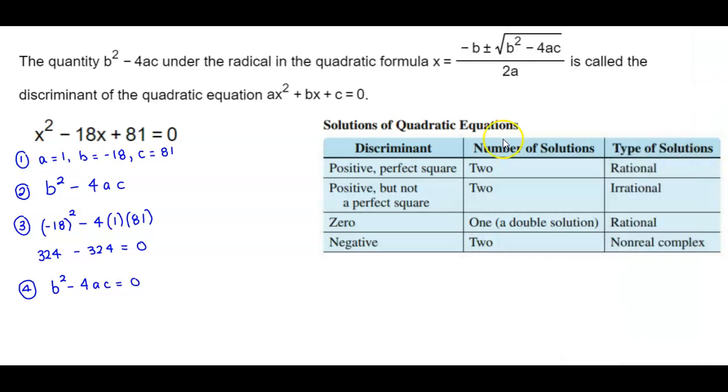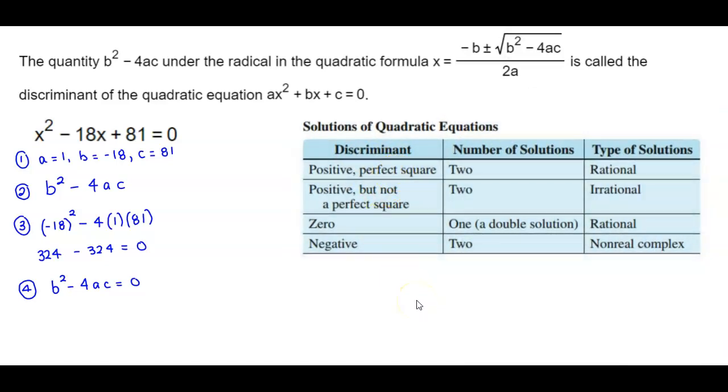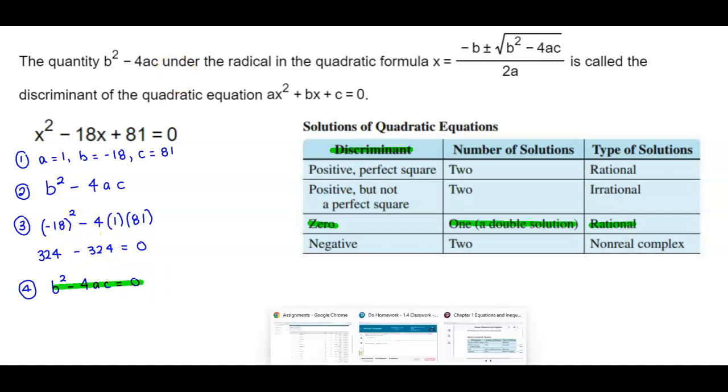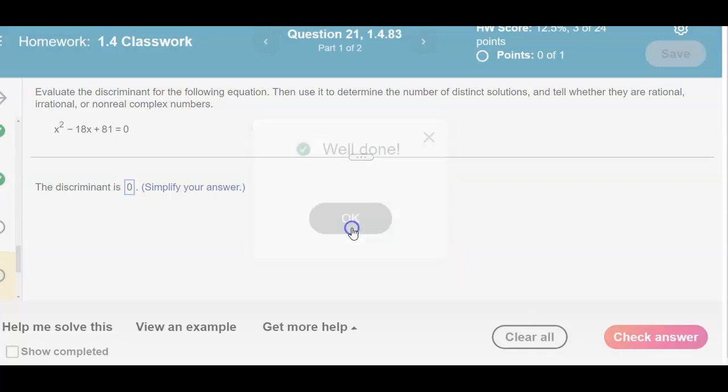So what happens when b squared minus 4ac is equal to 0? Now we need to look at our notes here. What happens when it equals 0? Let's take a look. When the discriminant is 0, which is what we got, we're going to have one double solution and it's rational. So let's first answer the first part of this question. We know that the discriminant is 0. Let's check our answer.